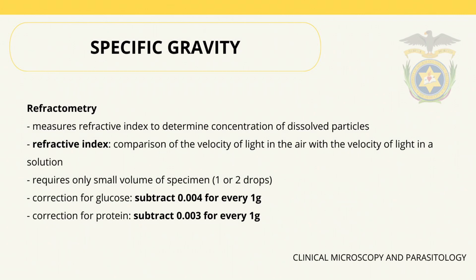But for the disadvantages of refractometry, this requires correction for glucose and protein. For glucose, you have to subtract 0.004 for every 1 gram of glucose that is present, and for protein, you have to subtract 0.003 for every 1 gram of protein that is present.